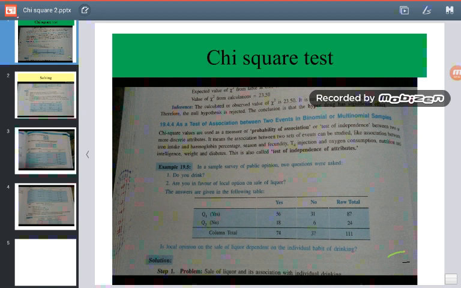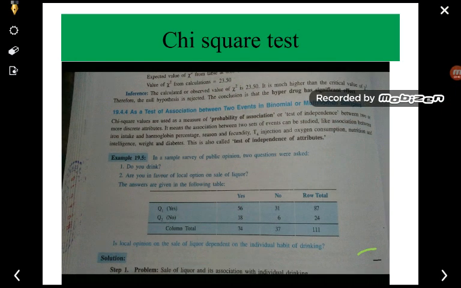what is given in example 19.5 is that in a sample survey of public opinion, two questions were asked. What were the two questions? First, do you drink? That was the first question. And the second one is, are you in favor of local option on sales of liquor? Means, are you in favor of the local options?